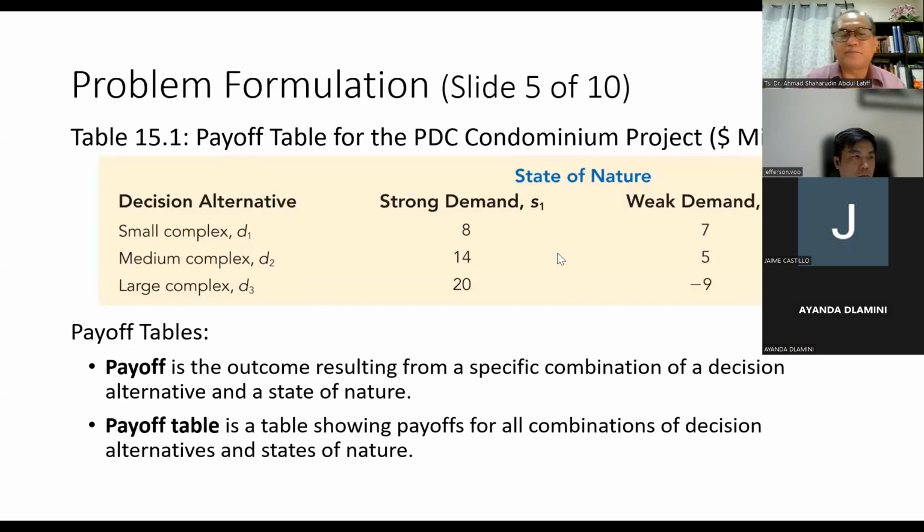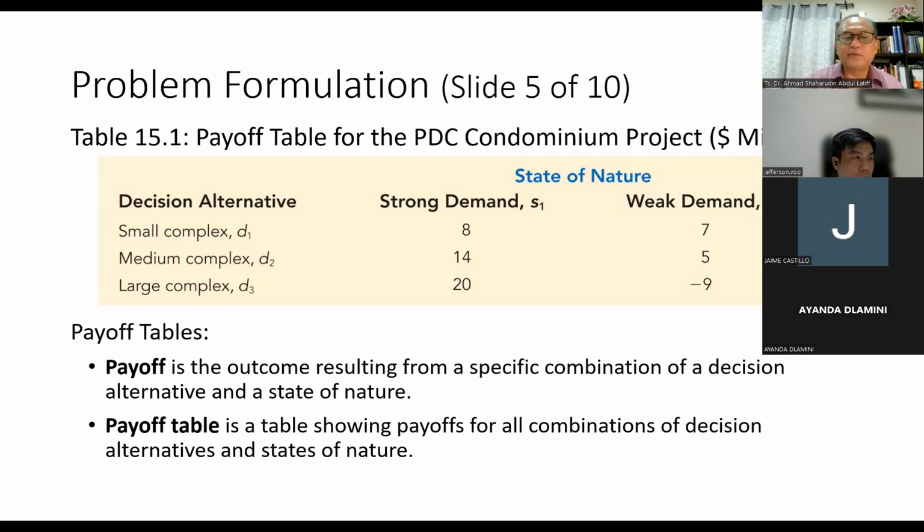So for example, for a small complex with strong demand, this is the payoff. The payoff is the amount that you can get. This is given by $8 million. For a small complex, when there is strong demand, you will make $8 million. When there is weak demand, you will make $7 million. This is the state of nature. After they calculated the formula, for a small complex of 30 condominiums, you can fill up maybe 90% or a certain percentage, not given in this case. Whenever there is strong demand, you will make 8 million. When weak demand, they will at least make 7 million.